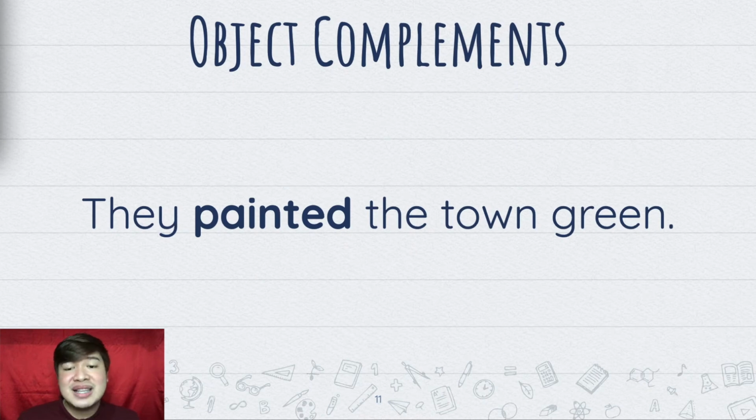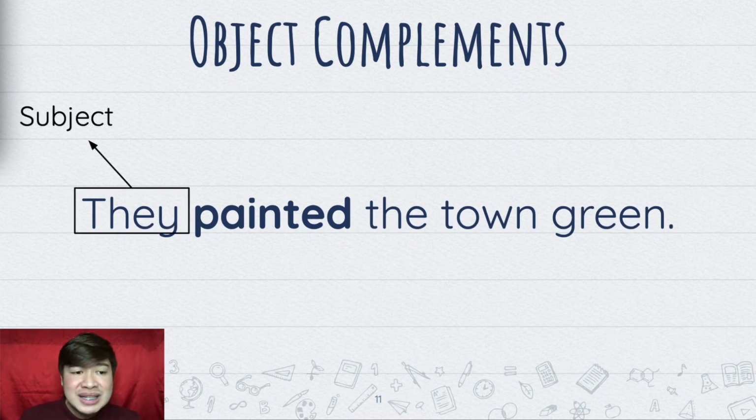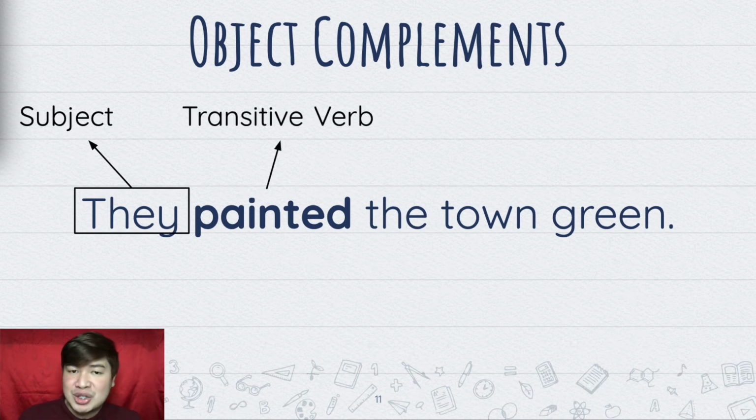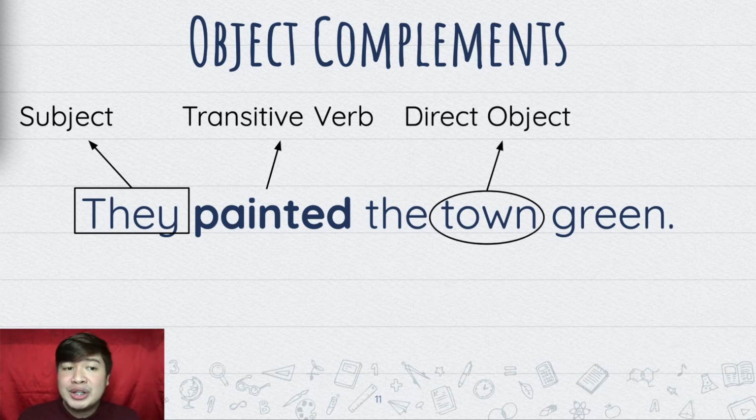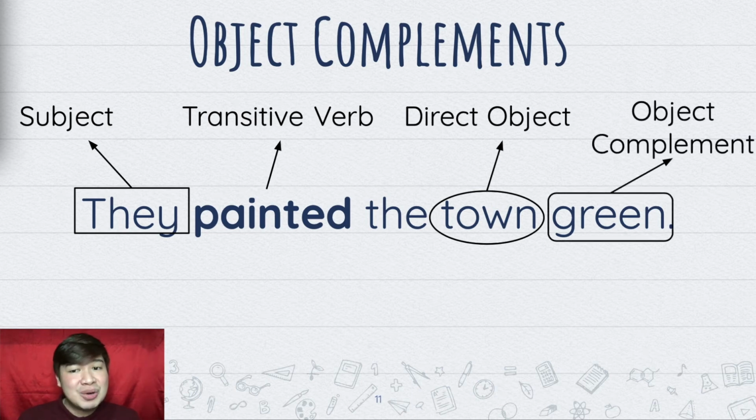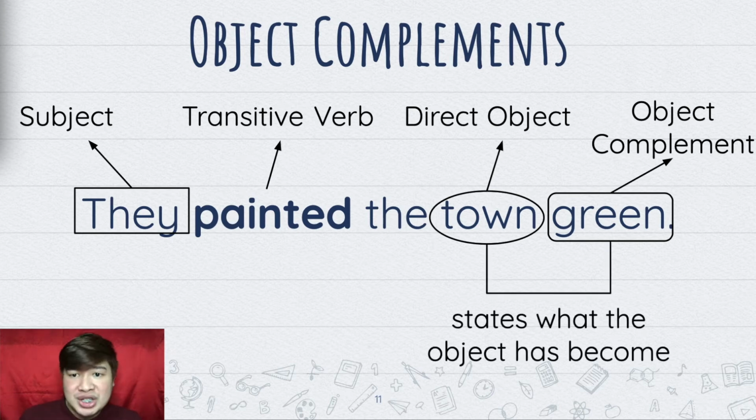They painted the town green. The word they is our subject. Painted is our transitive verb. It is a transitive verb because we have a direct object, which is the town. And the word green is the object complement because it describes our object or it states what the object has become.